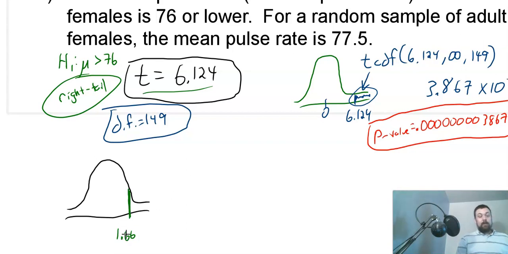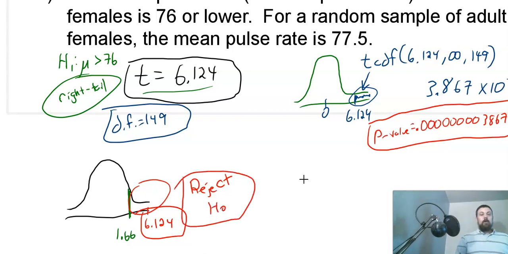It's a right tail test. This is the only critical value. If our test statistic goes past that critical value further into the right tail, which it does, because it's in this area here, we are going to reject the null hypothesis this time. That's how you would determine that using the critical value, comparing that to the test statistic.